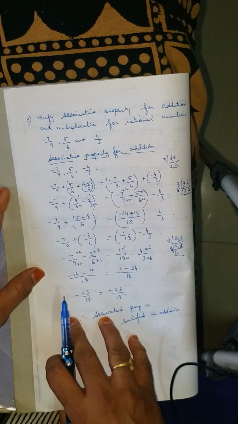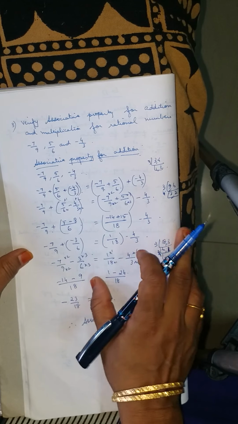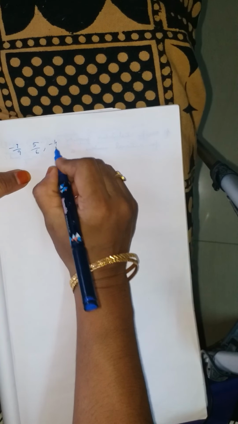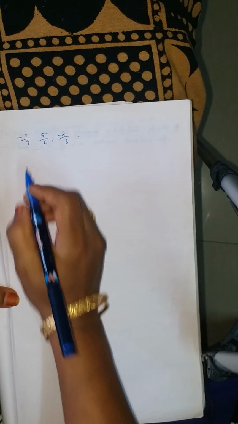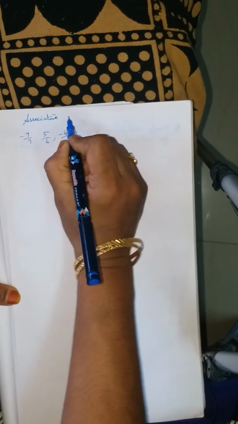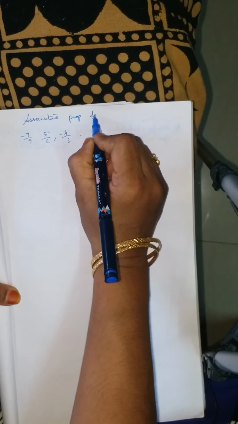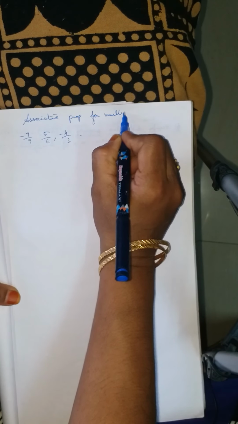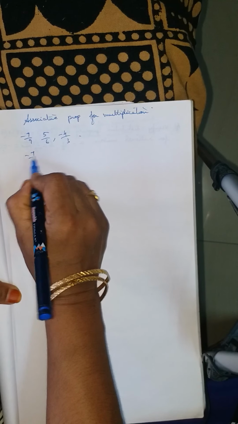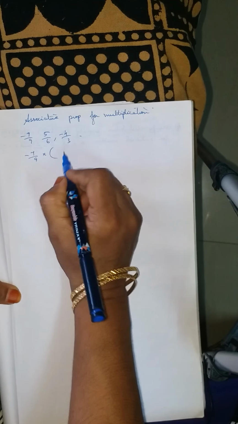Next, for associative property for multiplication you have to see, because they have given for addition and multiplication. So, minus 7 by 9, 5 by 6, minus 4 by 3. So, this is your fraction. Now we have to show associative property for multiplication. Same way, instead of putting plus you will put multiplication sign. With the help of brackets you will differentiate.